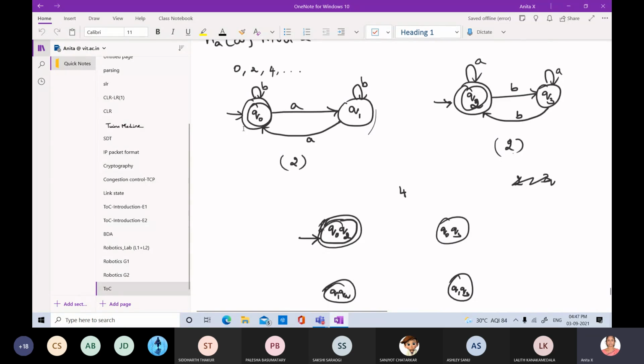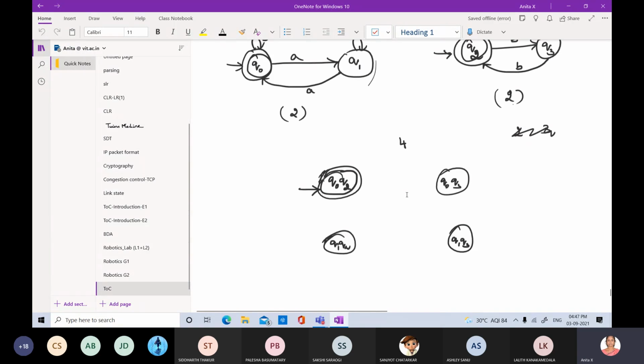How many states are there here? 2 states. So we are going to take the cross product of these two. Here, how many states? 2 states. Here, how many states? 2 states. So in the final DFA, I will have 2 cross 2, that is 4 states. What are the 4 states?